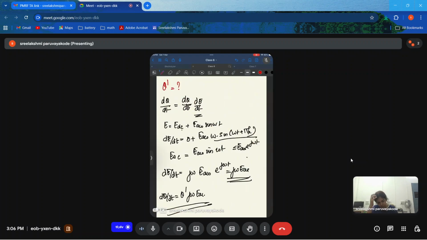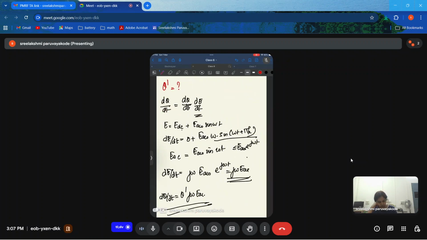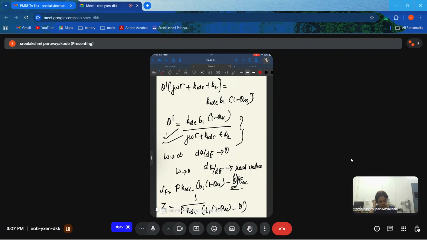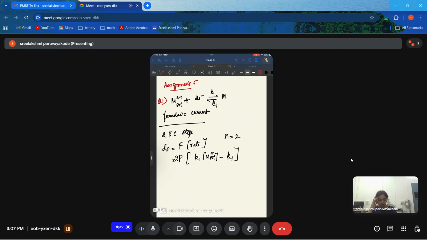Before that, this equation has a theta dash. Now, how to find theta dash? We have the mass balance equation, and the mass balance equation has d theta by dt. This derivation shows how we can derive d theta by dt, and we get j omega theta dash EAC. Substitute this in the mass balance equation, and when you solve it, you will get something in terms of theta dash. Substitute it back into the IF equation, and whatever you get, EAC by IF is nothing but ZF. Then rearrange it, you will get ZF. Finally, you also have to consider the double layer capacitance, and you will have a total equation. Yes, so this is what we saw in the last class.